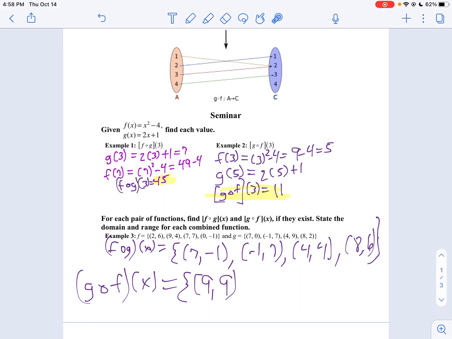Third ordered pair. I'm going to start with 7, which takes me to 7. And then 7 takes me to 0, so I'll have 7, 0 here. And then my last ordered pair, 0 takes me to -1, and -1 takes me to 7, so I'll have 0, 7. And there's your composition of functions.